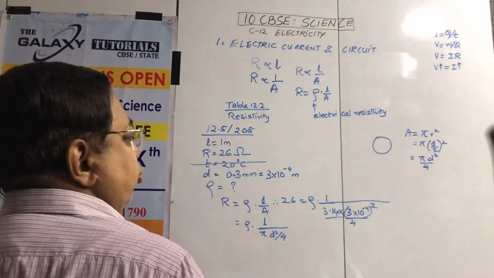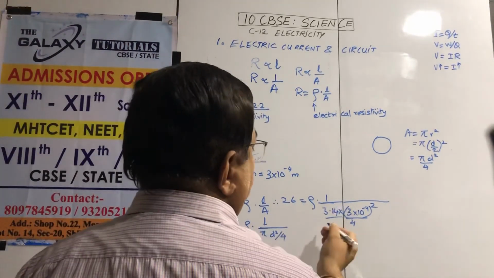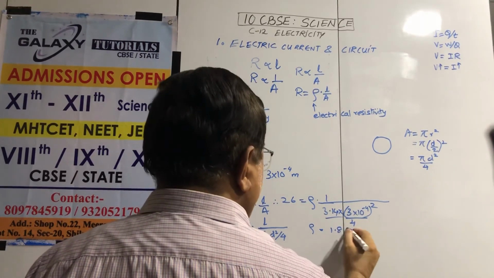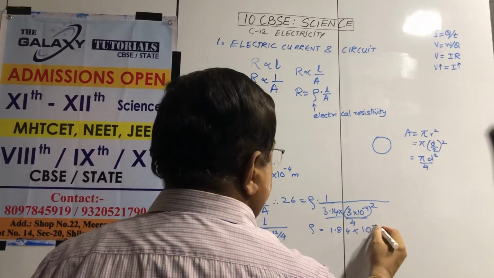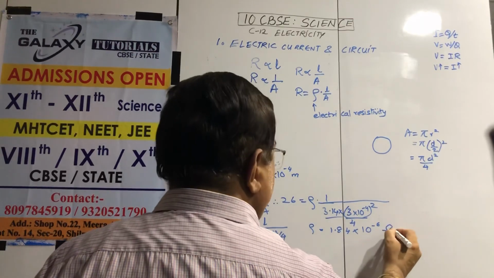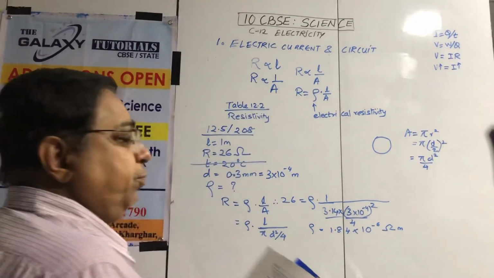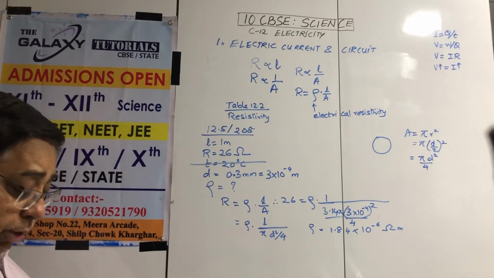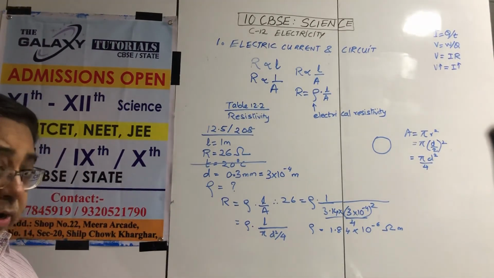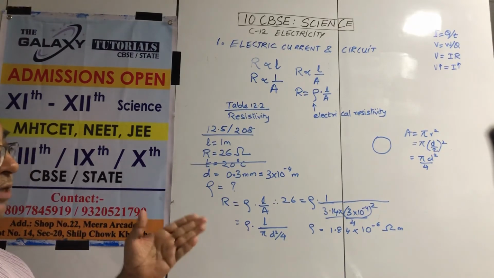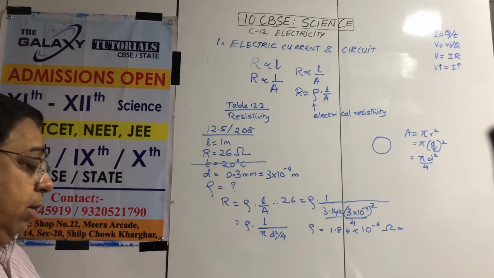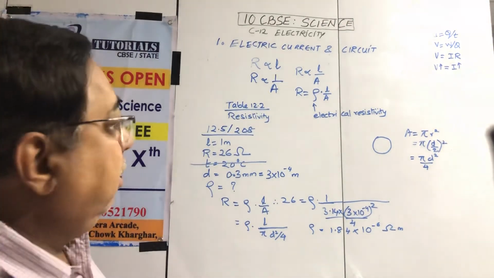Even if you take it like this, it is pi d square, so it will not make a difference. When I solve this, 26 will also come down, and I will get rho as 1.84 into 10 raised to minus 6 ohm meter, not per meter, ohm meter. Now, you see from the table given to you, this is shown as manganese. So the material I am using is manganese. That is how a table works.